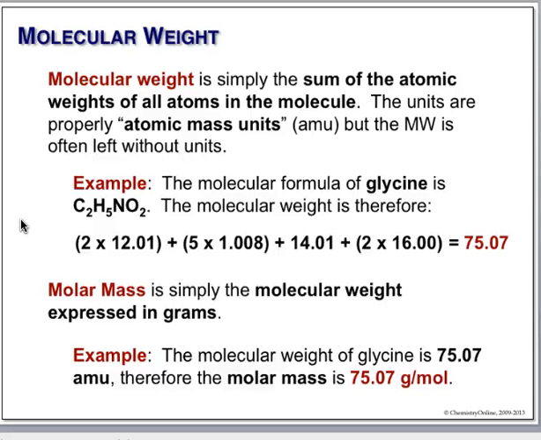But, according to Avogadro, if we had 75.07 grams of glycine, we would have exactly 1 mole of glycine molecules. So you look at your compound, you add it up, get the molecular weight, express it in grams. The units are grams per mole. That's our molar mass.